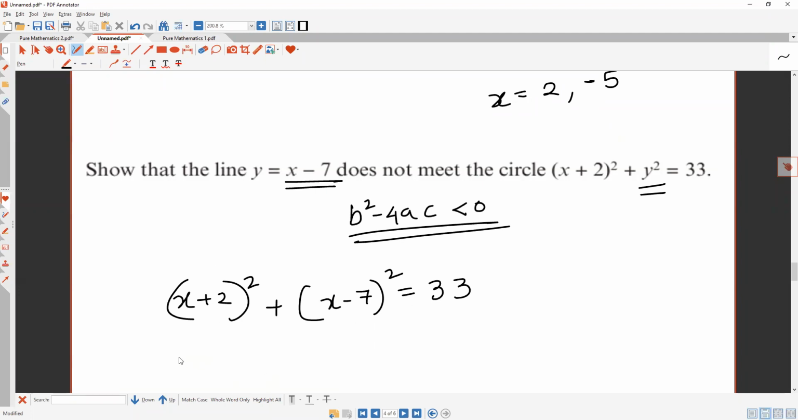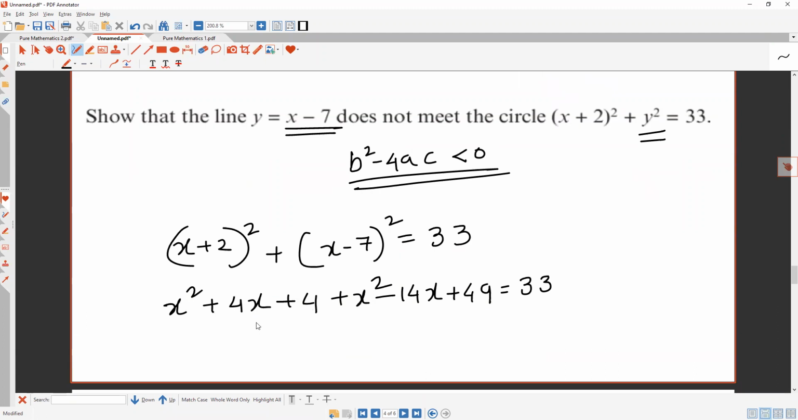Let me open the brackets. I have x square plus 4x plus 4 plus x square minus 14x plus 49 is equal to 33. So you have 2x square here, minus 10x here, because 4x minus 14x is minus 10x. And 4 plus 49 is 53, if I'm not wrong. So you will have plus 53 minus 33.